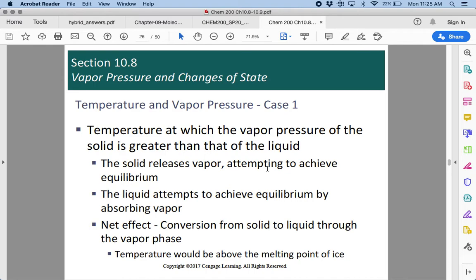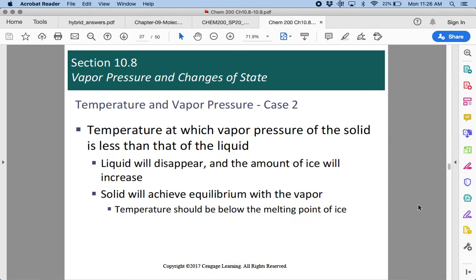We know that equilibrium means that the rate at which we're going from the solid to the vapor is the same as the vapor to the solid. And the liquid will attempt to achieve this by absorbing some of that vapor, or condensing it. So the net effect is the conversion of the solid to the liquid through the vapor phase change, which would be a melting point.